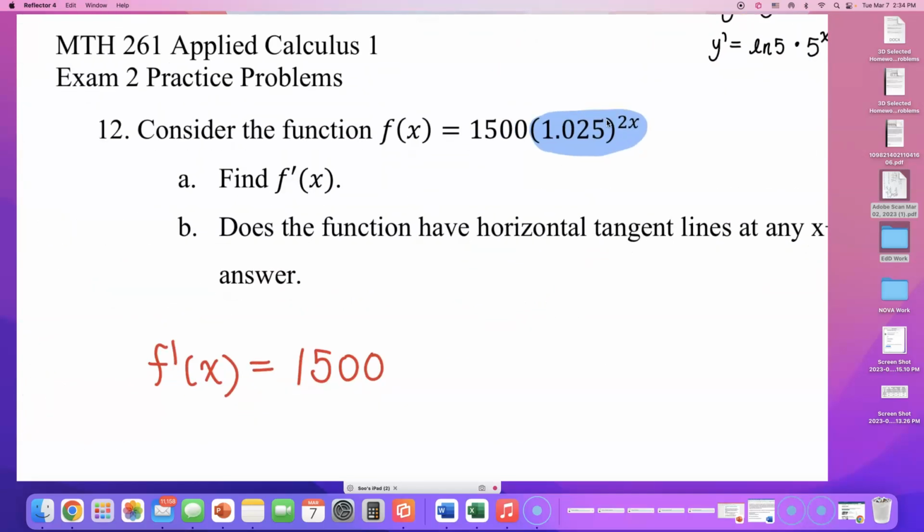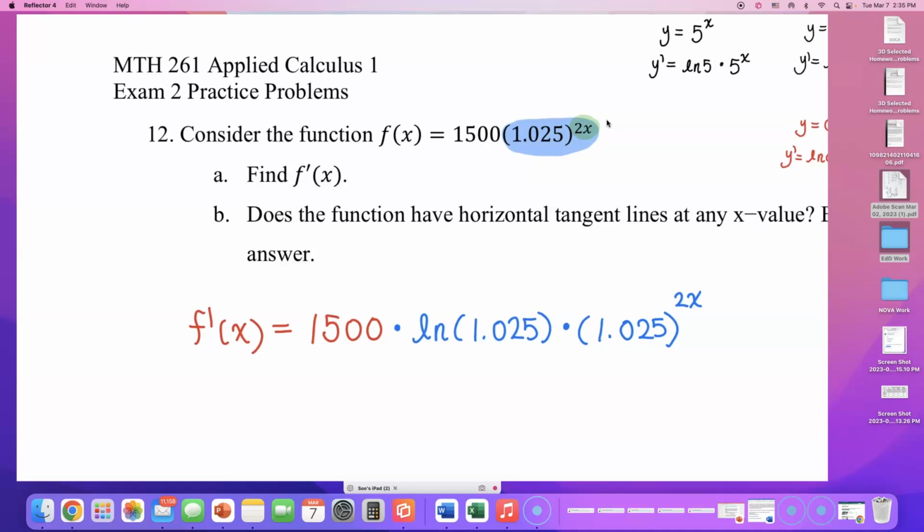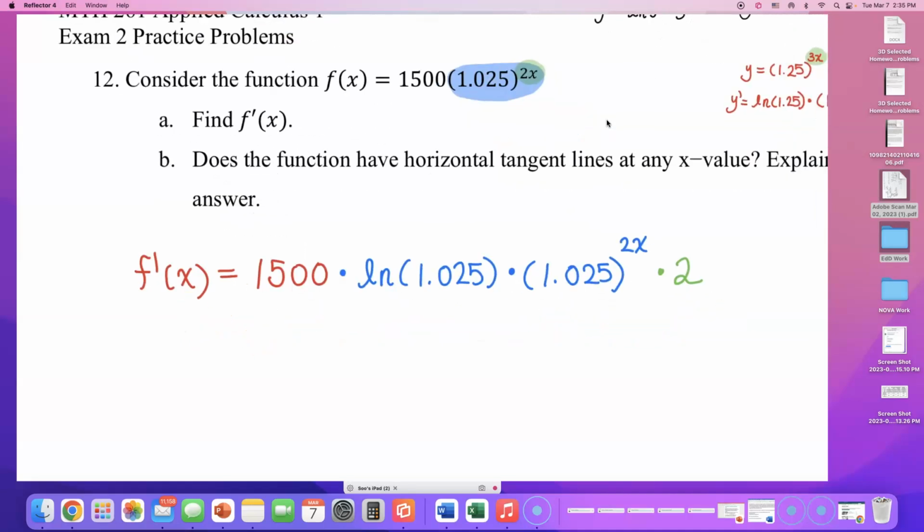So what do you need? You need natural log of 1.025, right? And then you're multiplying this by the original exponential term, so 1.025 raised to the 2x power. And now, don't forget to multiply this by the derivative of that exponent. So you have to multiply this by what number? 2. So notice all of these are multiplying, so we can try to simplify this, okay?